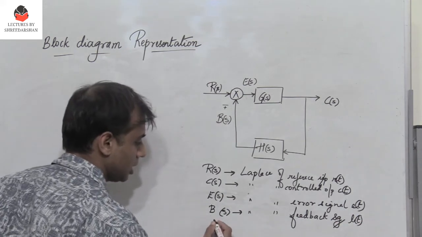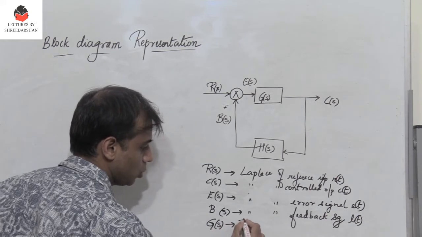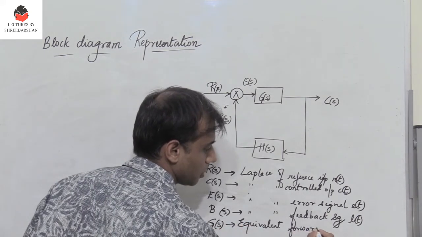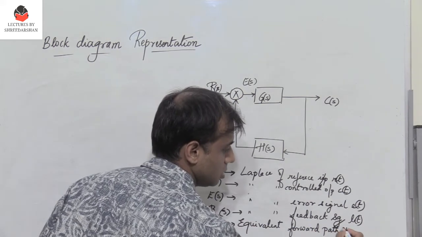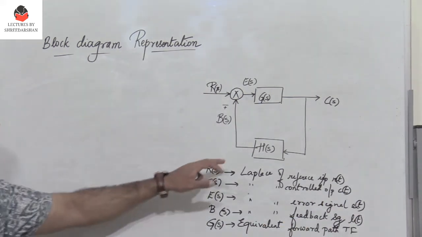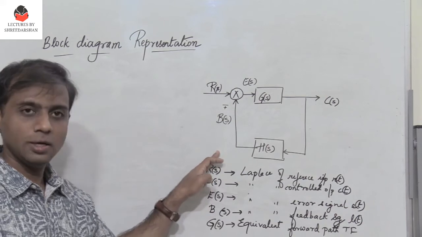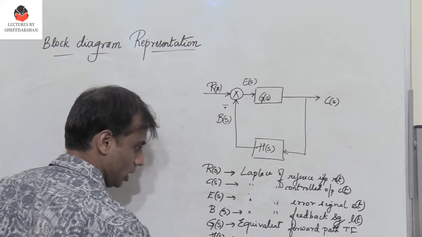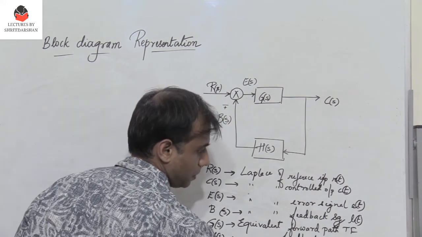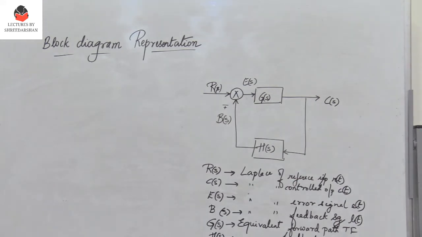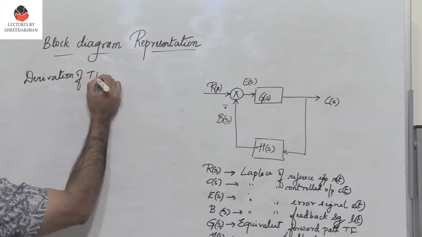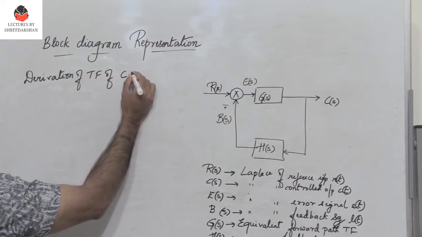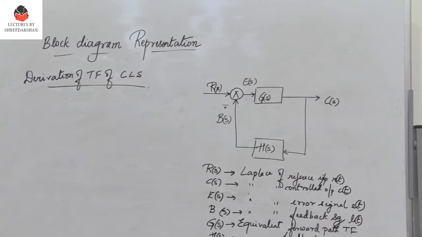So let me mention that G of S is the equivalent forward path transfer function. I'll write TF for transfer function, whereas H of S is the equivalent feedback path transfer function. Alright, so now let us get the derivation of the transfer function of a closed loop system. Right? So what is the transfer function of a closed loop system?